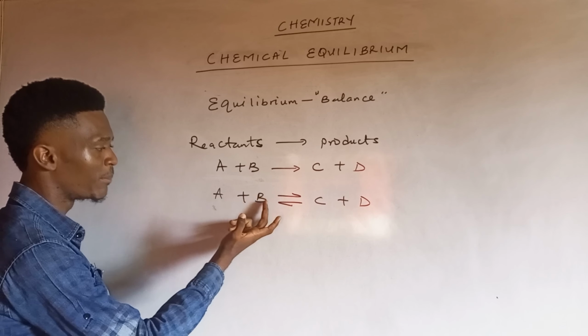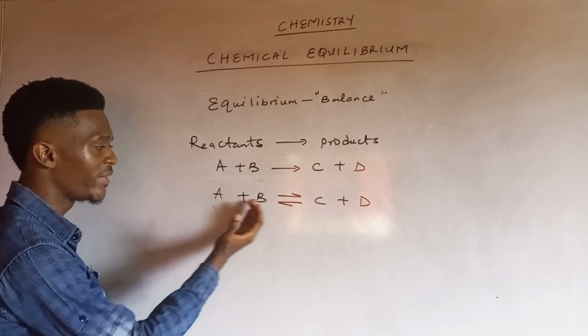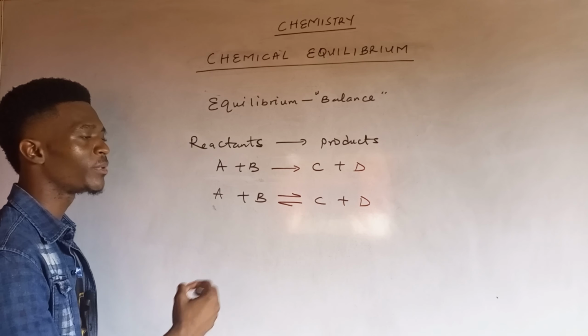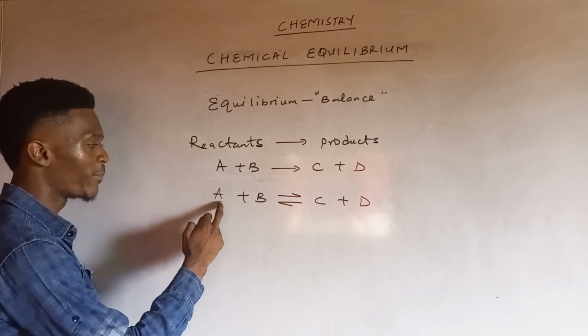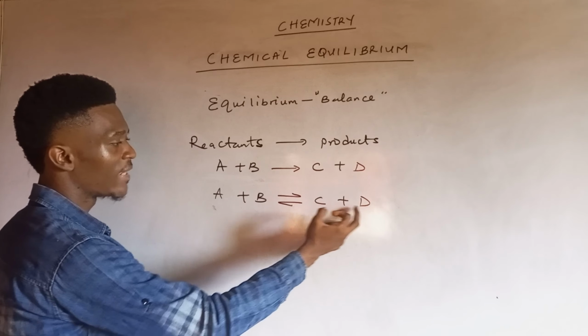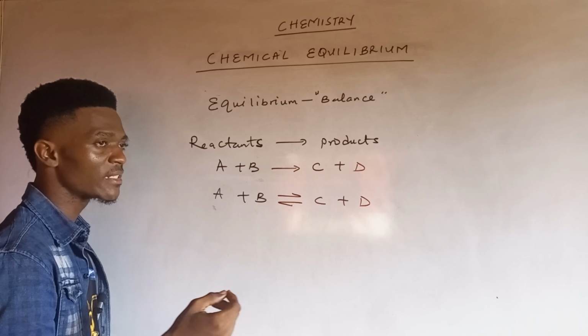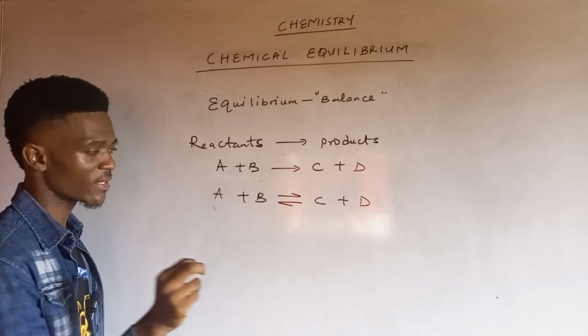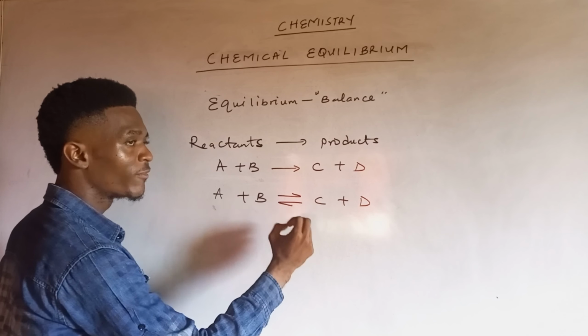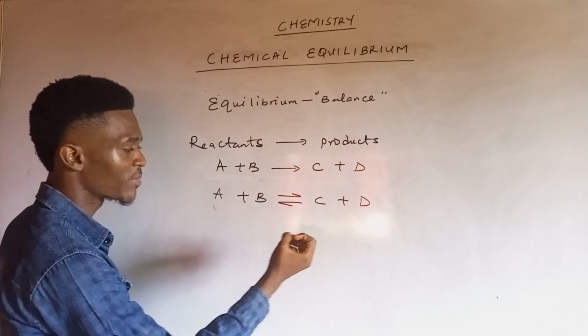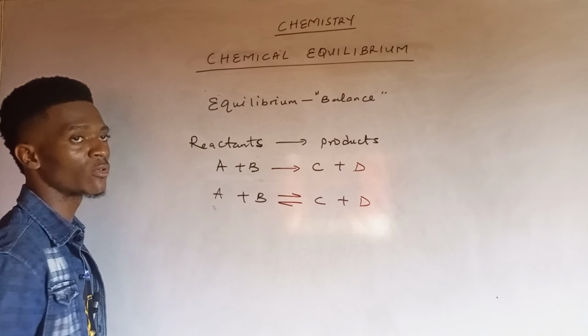Maybe you are starting with your A and B. When you start with A and B, they will react, but they will not be completely used up in the process. When both of them react, they form C and D. And almost immediately, simultaneously, some of the C and D that are produced will now react with themselves to produce A and B in return.